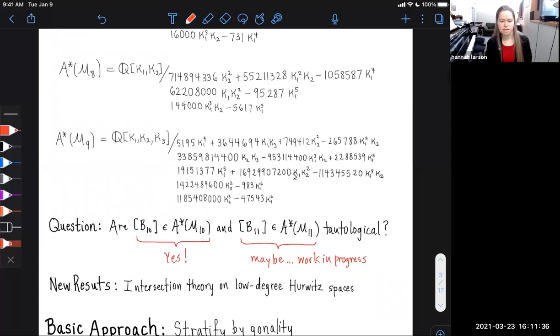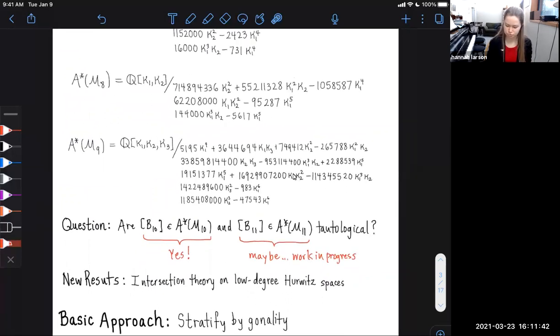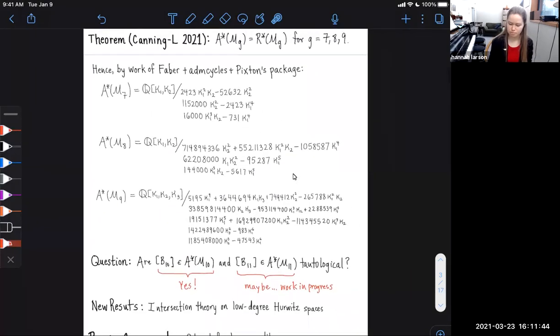So the key new results that Sam and I have that allowed us to prove this theorem for the moduli space of curves in genus 7, 8, and 9 is intersection theory on low-degree Hurwitz spaces. And I'm going to explain how this comes up and what some of the key difficulties are in proving this result.